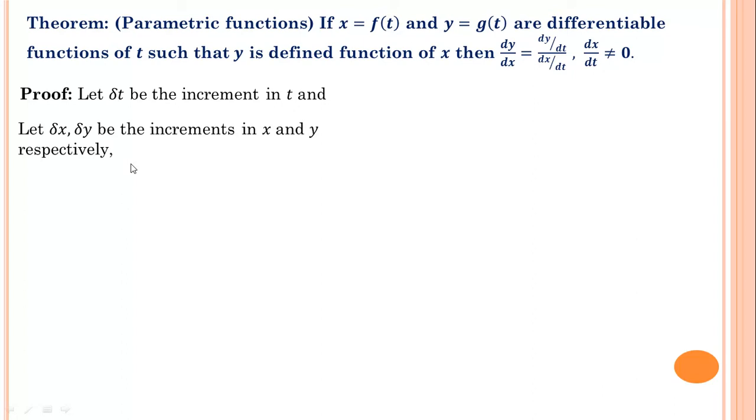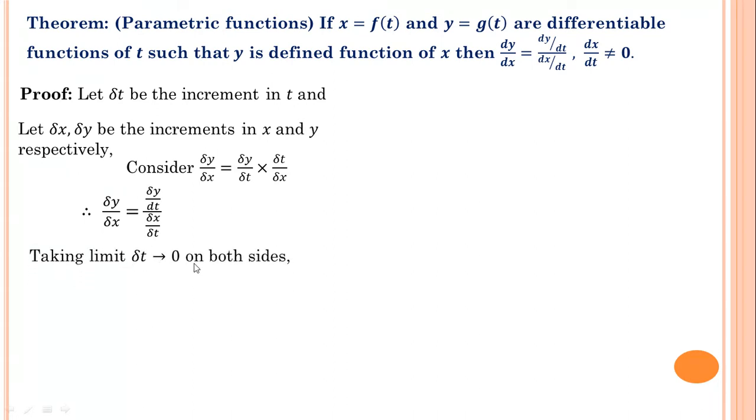Okay. Now we will consider the ratio. Consider the ratio delta y upon delta x is equal to delta y upon delta t into delta t upon delta x. So the proof starts with this ratio. Now that gives, we get delta y upon delta x is equal to delta y upon delta t upon delta x upon delta t. So this is the adjustment, or this is the consideration which is very useful to get the proof of this theorem.